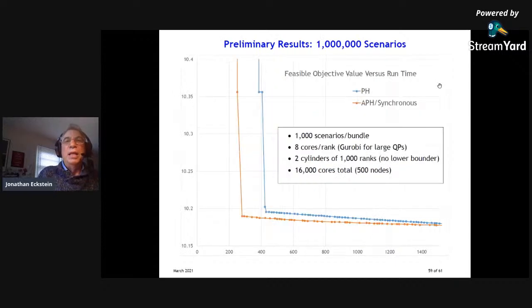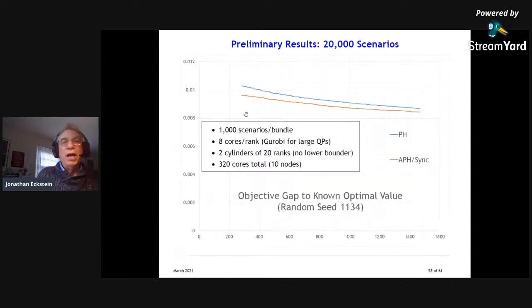Okay, and this is with 1,000 scenarios per bundle. There's always one bundle per rank, 8 cores per rank, which Gurobi can use efficiently, 8 cores for these problems, solving QPs, 2 cylinders of 20. So we're using 320 cores total on 10 nodes of this supercomputer.